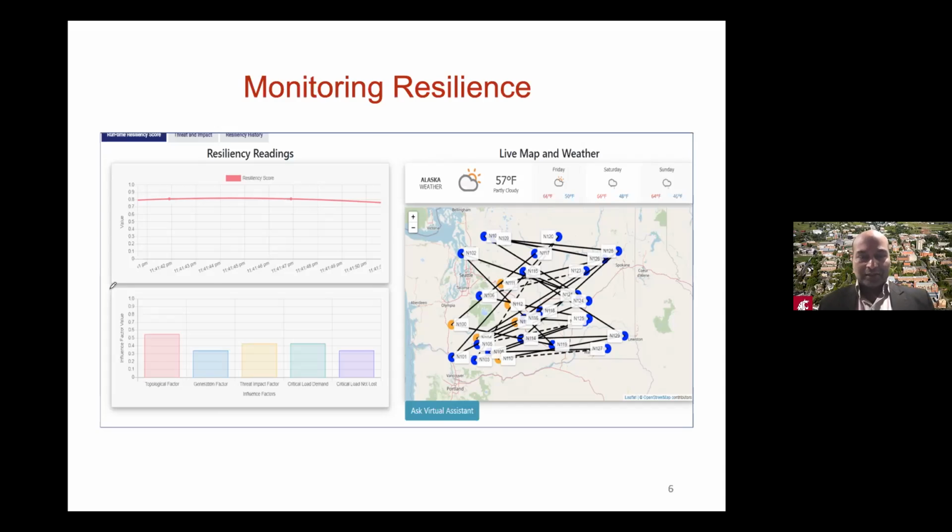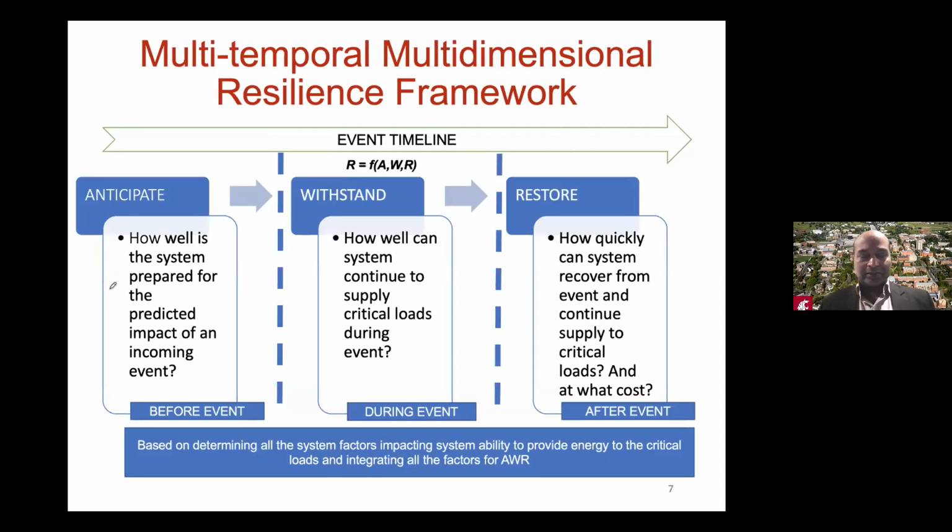So in monitoring, I just talked about the definition and the ability to anticipate, withstand, and restore. And these are the three characteristics, or the three things that I want to measure, with the goal being the ability to keep supplying critical loads. And these three are at different times of the event. So one is before the event, one is during the event, right? And one is after the event, because you have to recover or restore after the event, right?